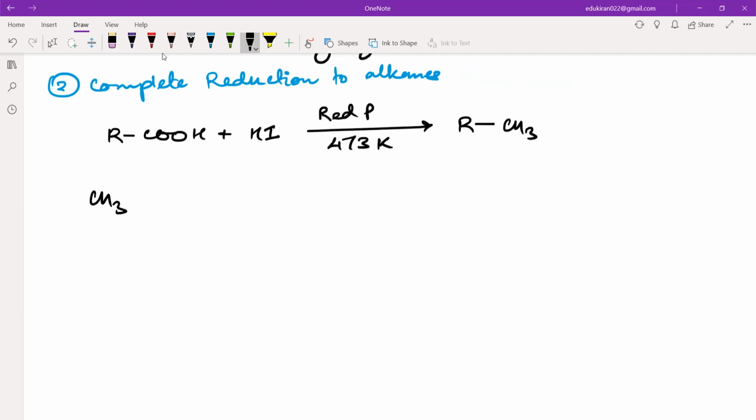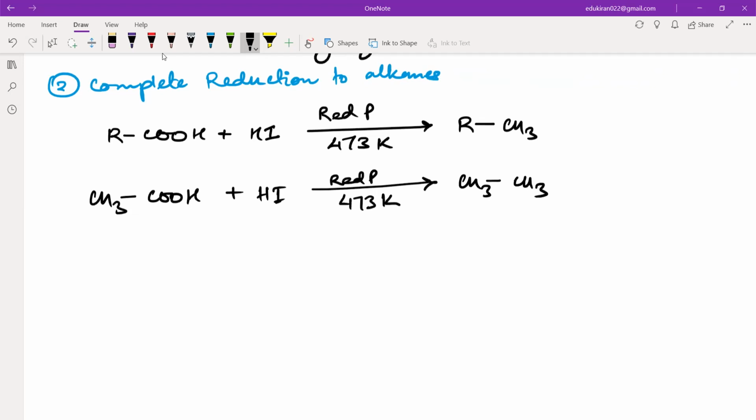So if you have CH3COOH plus HI in the presence of red phosphorus at 473 Kelvin, then you are going to get CH3CH3. So the carboxylic acid is going to get reduced to an alkyl group. Write this down. Let me know if you're done.